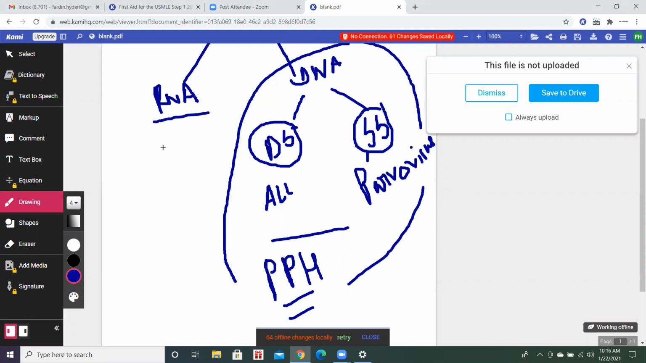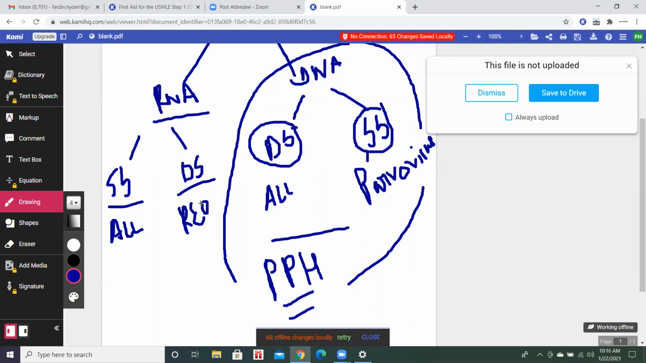RNA viruses, all of the RNA viruses we have are basically single-stranded. Just as all DNA viruses are double-stranded, all RNA viruses are single-stranded. But there's always a but. Except reovirus, okay? Reovirus, which is double-stranded. Reovirus. Does anyone know the names of reoviruses? Have you guys heard of reovirus?